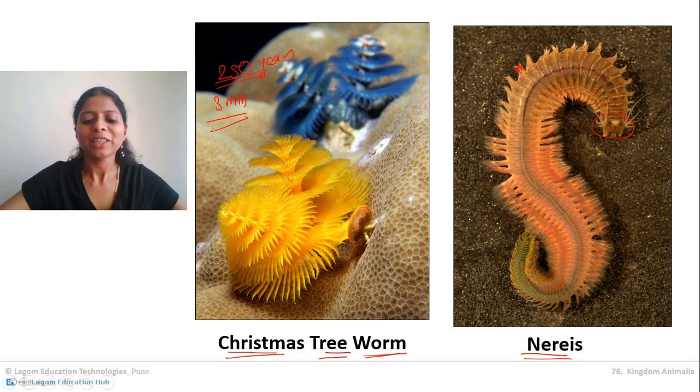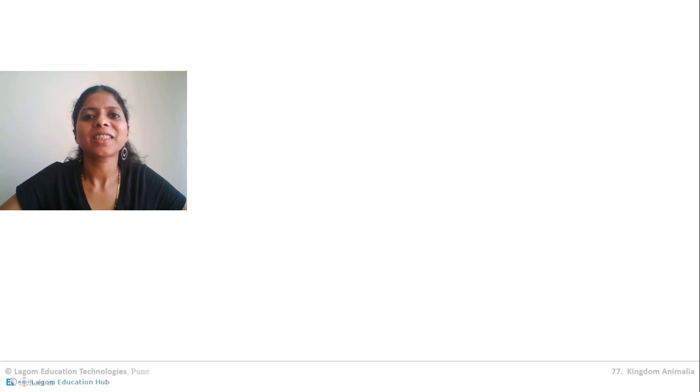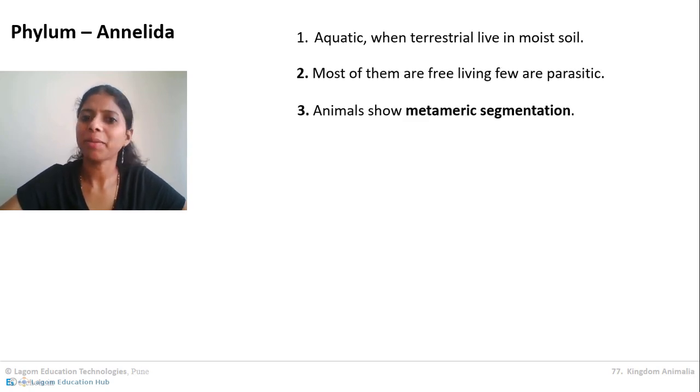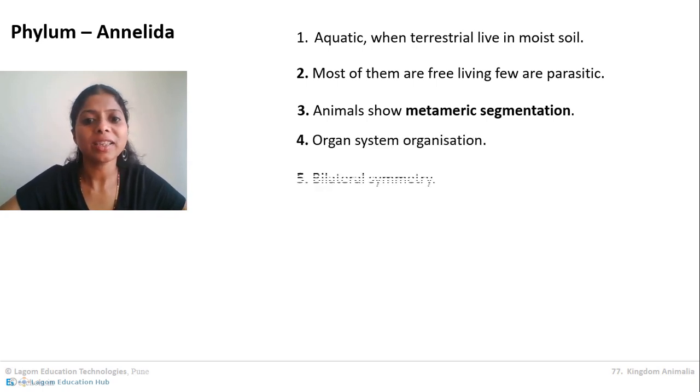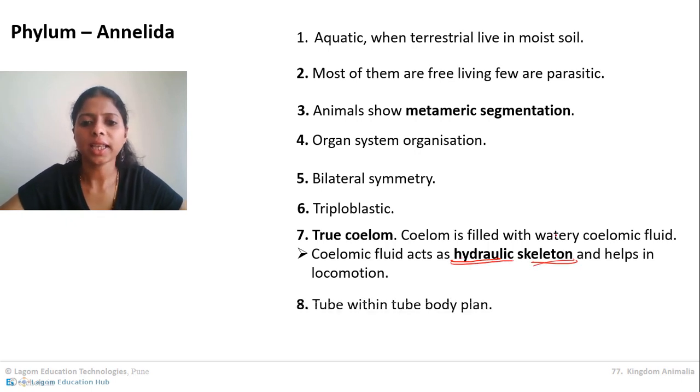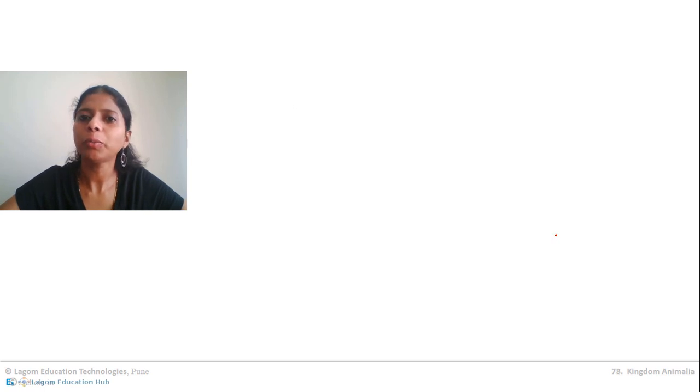They are very interesting animals. So let us gather all the characteristics which we have studied about Annelida. The first characteristic is they are aquatic, or living in moist soil. They are free living, sometimes parasitic. They show metameric segmentation and organ system organization. They show bilateral symmetry. They are triploblastic. They show a true coelom, and this coelom is filled with coelomic fluid and works as a hydraulic skeleton. Remember this. They show a tube within tube body plan.